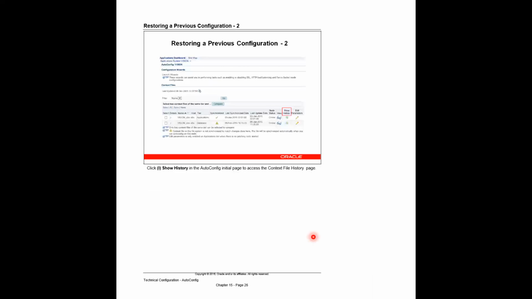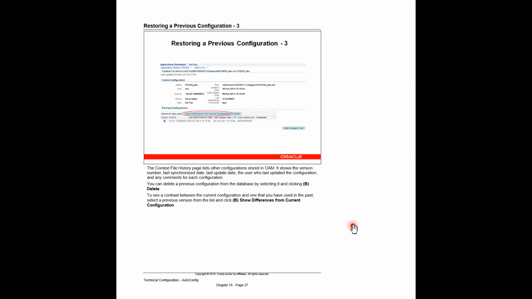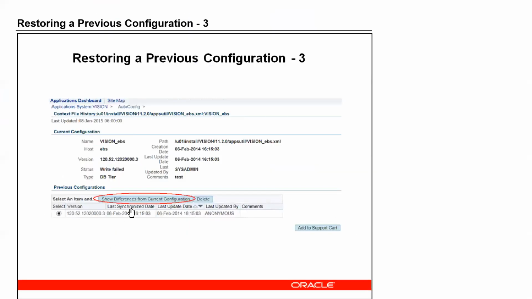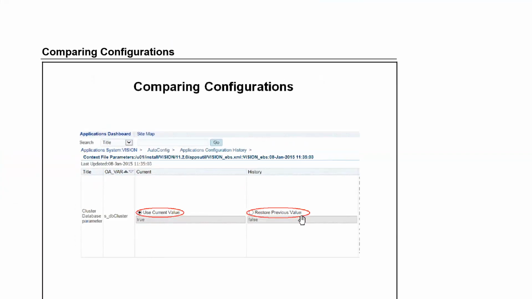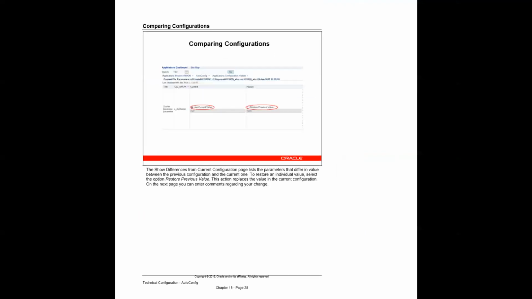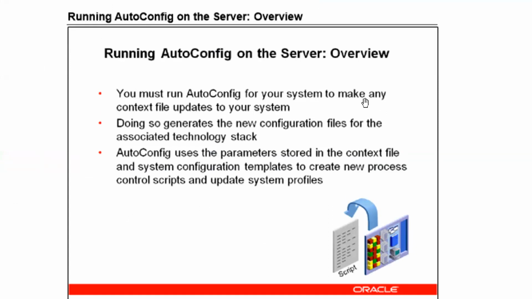This guy has given one method: you can say show history, and it will show differences from the current configuration. What are the changes you did? It will tell you the current value and the old value, so you can decide whether you want to revert. After that, you need to run autoconfig. You must run autoconfig for your system to apply the context file updates to your system. Doing so generates the new configuration file. Autoconfig uses the parameters stored in the context file and system config templates to create the new process control scripts and update the system profiles.